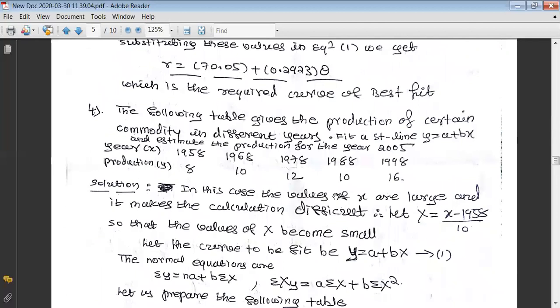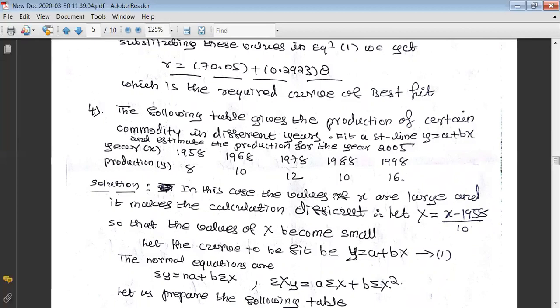Now let us consider the following example, where the question is: the following table gives the production of a certain commodity in different years, and in this case we are supposed to fit a straight line y equal to a plus bx, and estimate the production for the year 2005. The data is given as follows: years and production. Years are denoted as small x, and production is denoted as y, and they are in some units.